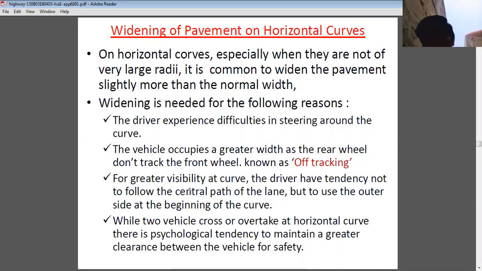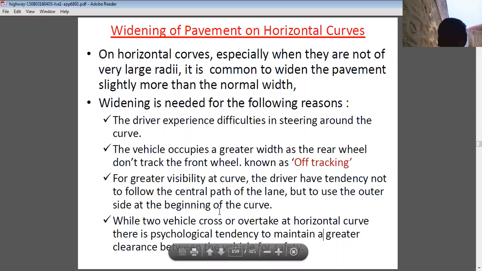Widening is needed for the following reasons. First, the driver experiences difficulty in steering around the curve. He faces difficulty in turning around the curve. Second, the vehicle occupies greater width as the rear wheels don't track the front wheels, which is known as off tracking.